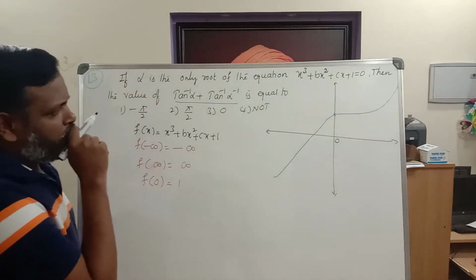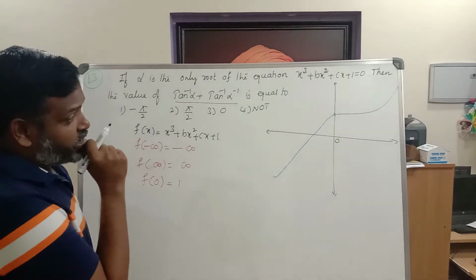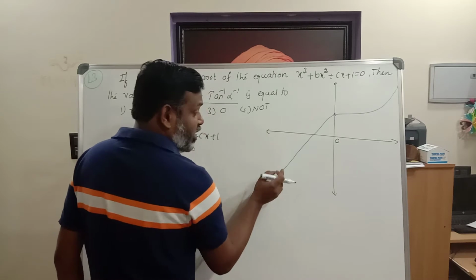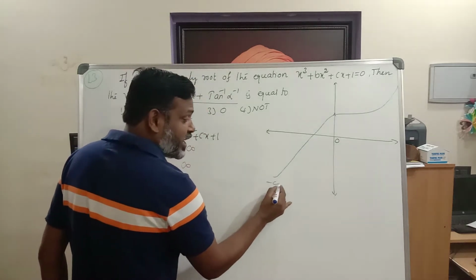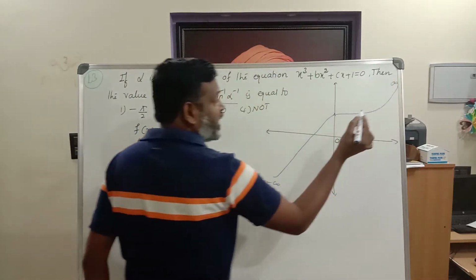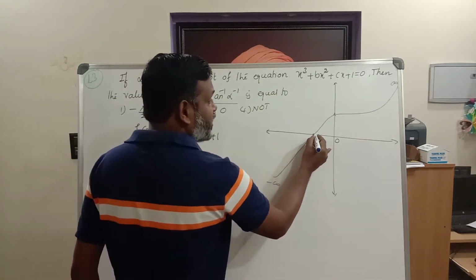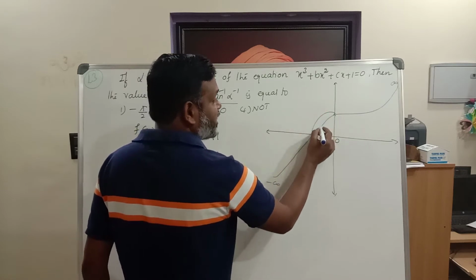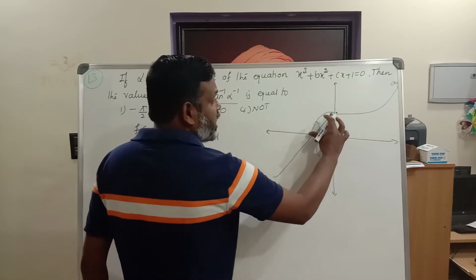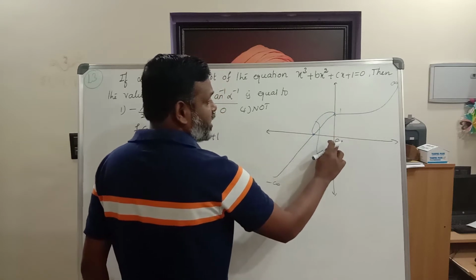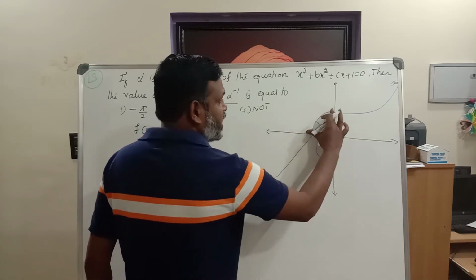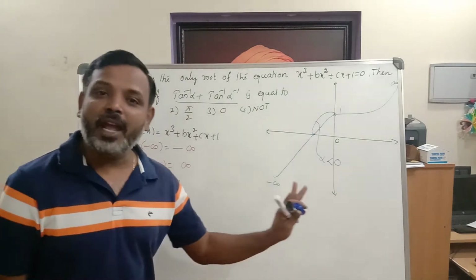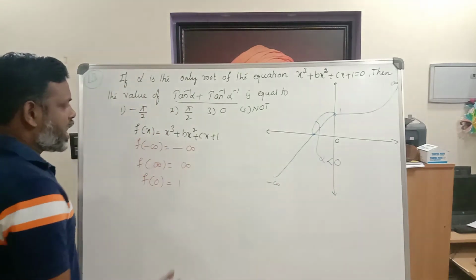Now the real solution, notice here you won't get a real solution. Here also you won't get a real solution because it approaches minus infinity here and plus infinity here. The real solution exists from here to here. This is alpha. In this zone, because at 0 it becomes 1, alpha must be less than 0. Less than 0 is nothing but negative. Understood.